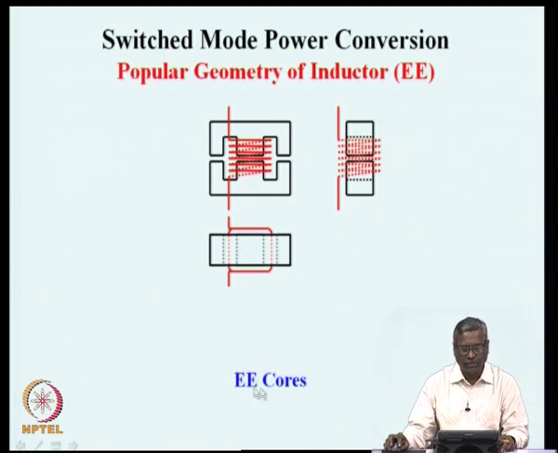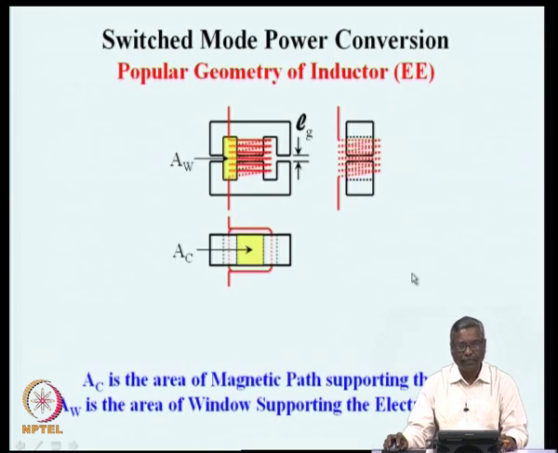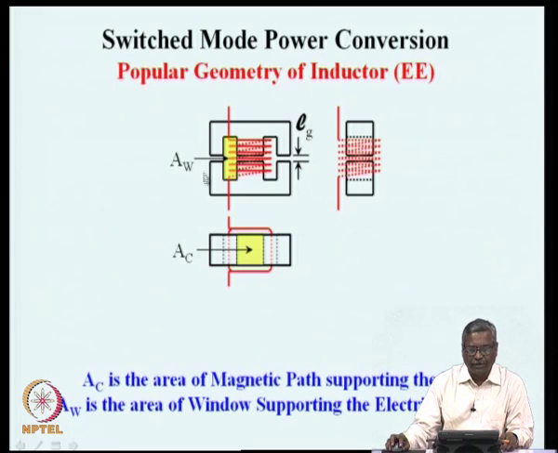This type of core is called an E core. It is also possible to have several other geometries, we will see it a little later. Now, in this particular geometry, the area through which the flux is set up, the coil is setting up a flux that is set up in this particular area, and that is defined as the core area or AC. AC is the area which supports the magnetic path and the magnetic flux.